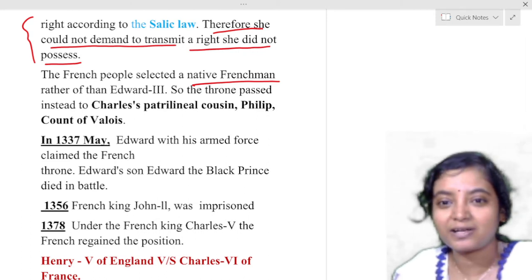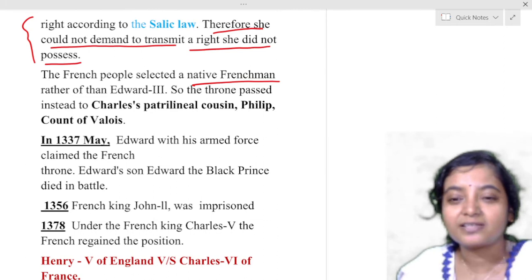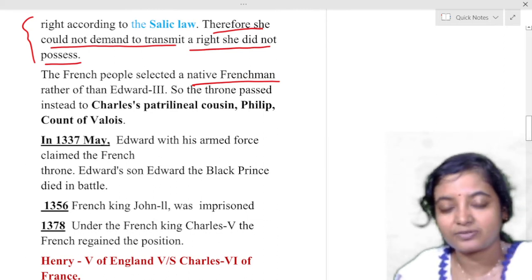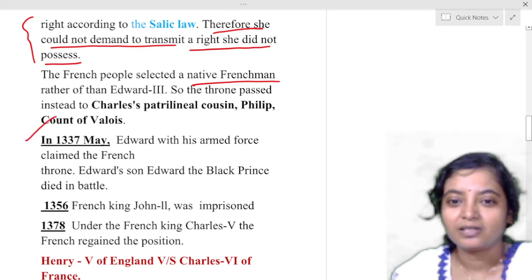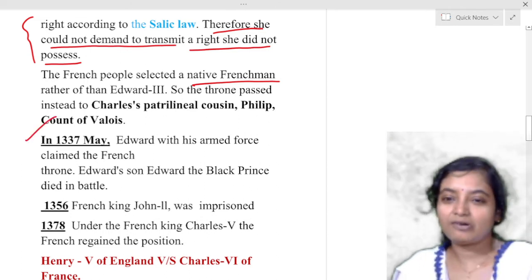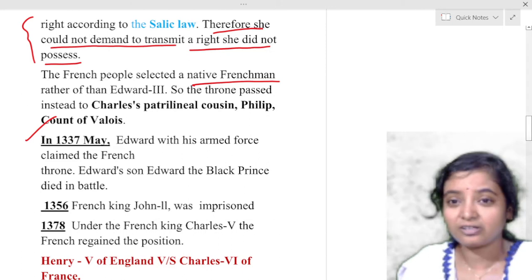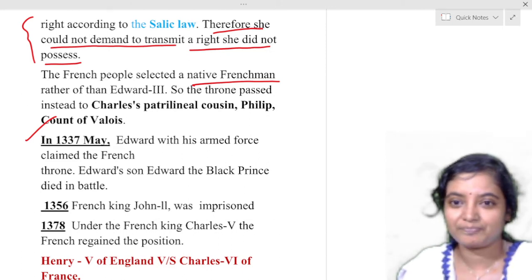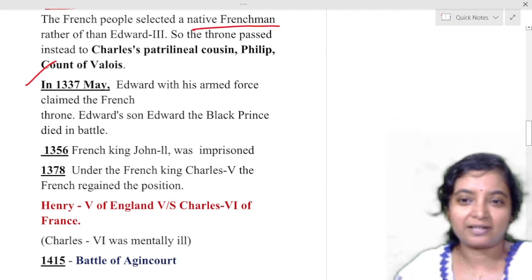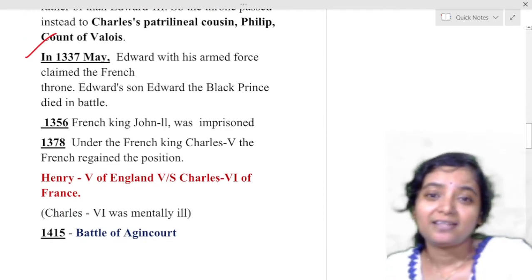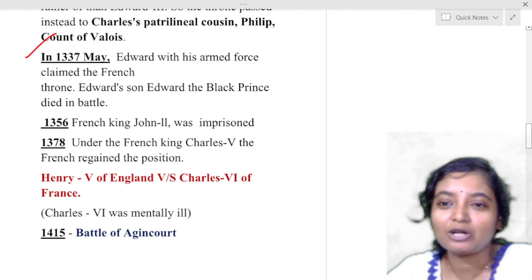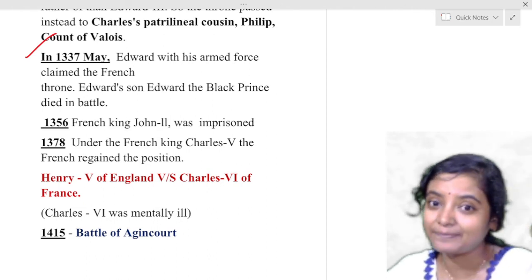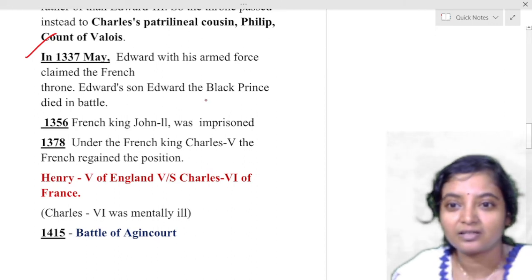So the throne passed instead to Charles's patrilineal cousin, Philip, Count of Valois. Now the 100 Years' War started. Edward III could not tolerate it, and he took his army to France, at Normandy. In May 1337, Edward with his armed force claimed the French throne. Edward's son, Edward the Black Prince, died in the battle.